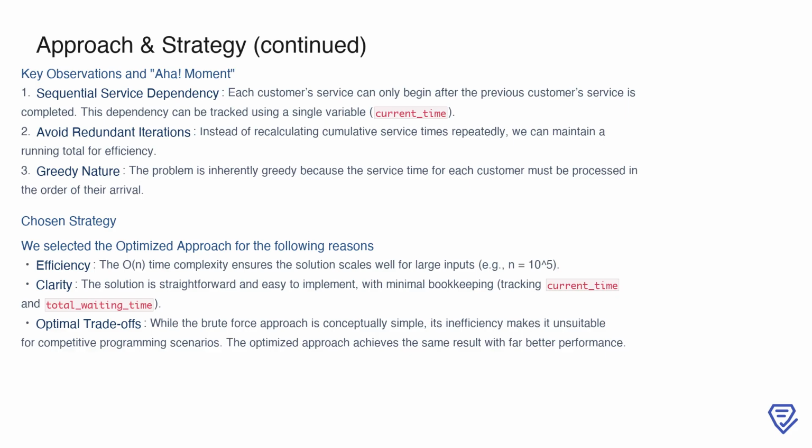First, the sequential dependency between customers means that each customer's service can only begin after the previous one is completed. This dependency can be efficiently tracked with a single variable, current_time. Second, by maintaining a running total of the cumulative service time, we eliminate the need for redundant iterations, significantly improving efficiency. Finally, the greedy nature of the problem ensures that the optimal solution is achieved by processing customers in the order of their arrival, as no alternative strategies, like divide and conquer, would apply here.